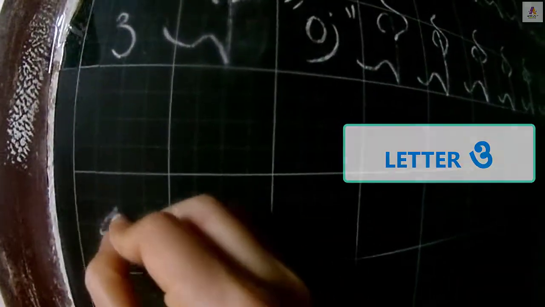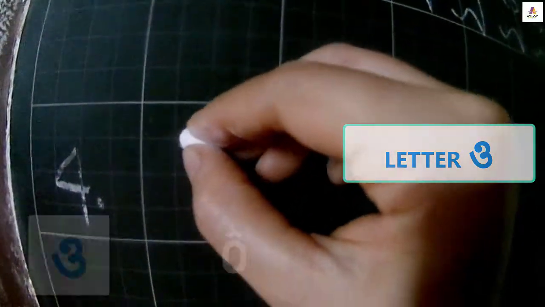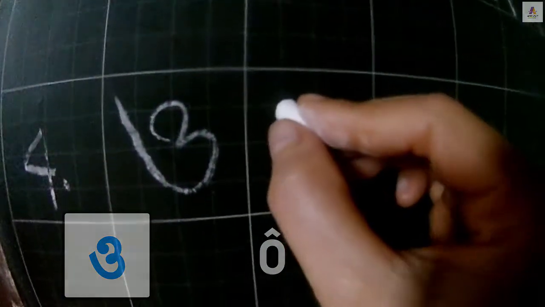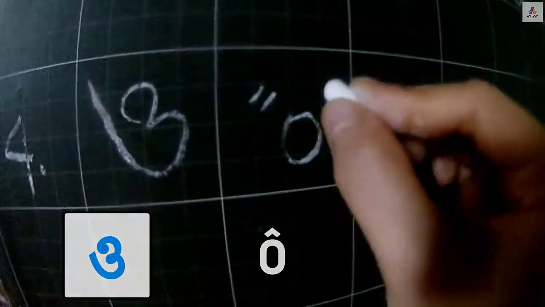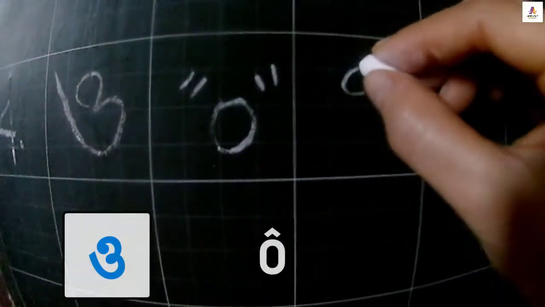Number 4 letter is O. O is pronounced like oops in English. This letter is easily written by drawing a curve that looks like a number 3 with a long tail.